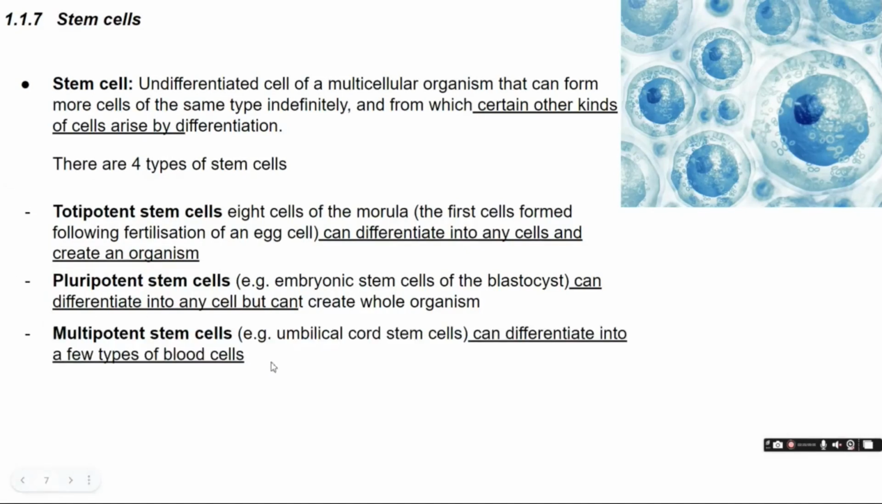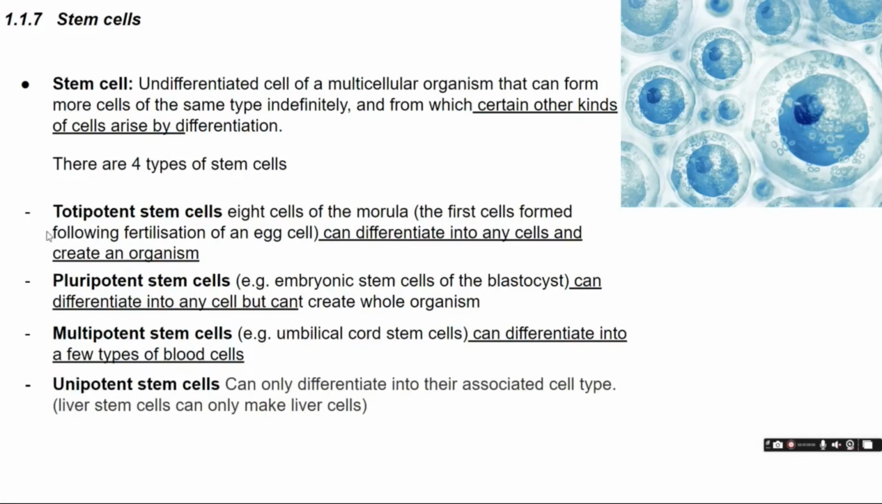The third type would be multipotent stem cells, so for example from an umbilical cord, and they can differentiate into a few types of blood cells. And the most specialized type of stem cell is a unipotent stem cell, and they can only differentiate into their associated type. So for example, a liver or heart stem cell can only differentiate into liver or heart cells.